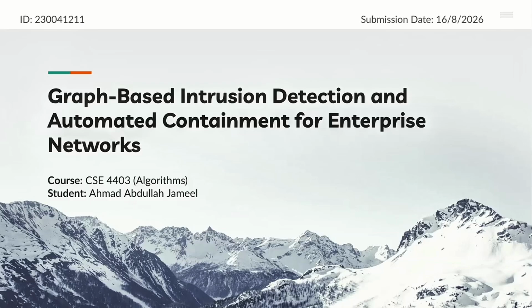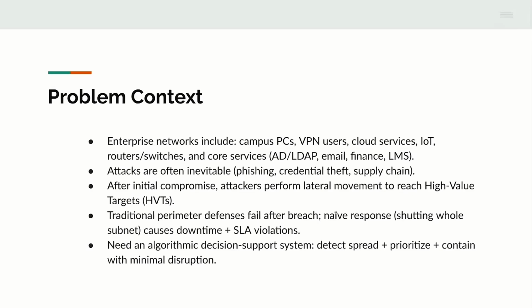Today I am going to present my research on graph-based intrusion detection and automated containment for enterprise networks. So let's talk about the problem context.